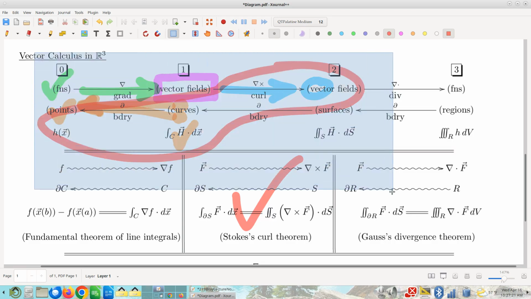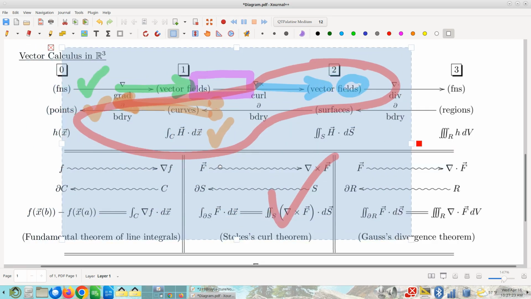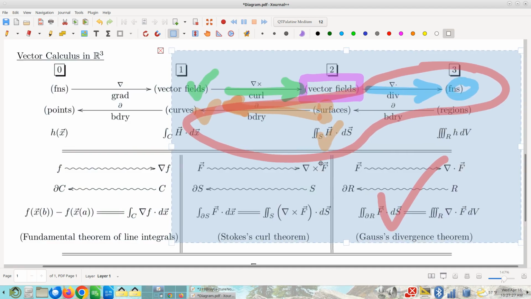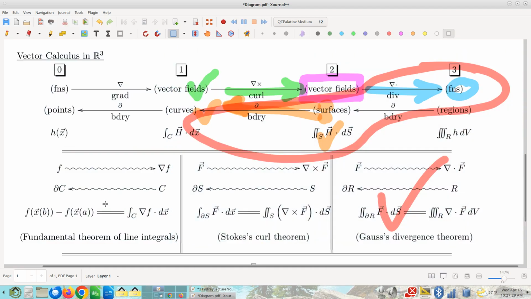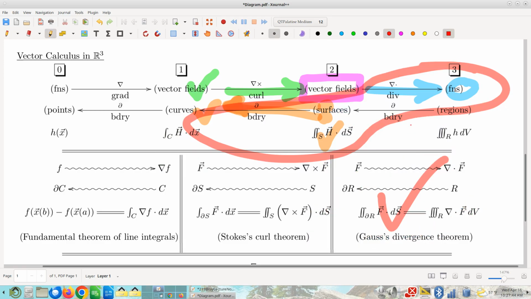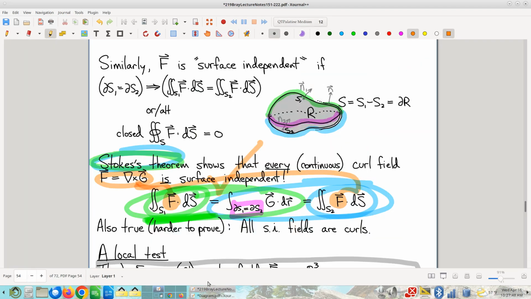This doesn't prove anything, but it sure seems to be suggested by the diagram that if I want to show a relationship between divergence being 0 and surface independence, maybe Gauss's divergence theorem is going to be the tool. So again, the diagram is helping us. The diagram is telling us what to try, what to think about. So let's see if it worked. Did the diagram lead us in the right direction here?